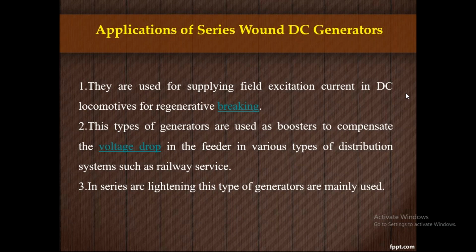And this type of generators are used for the boosters to compensate the voltage drop in the feeder in various types of distribution system as railway service. ఓకేనా? మన జనరల్ గా డిస్ట్రిబ్యూషన్ సిస్టమ్ అంటే మన లోడ్ సైడ్ అనమాట, మన రెసిడెన్షియల్స్ అన్ని డిస్ట్రిబ్యూషన్ సిస్టమ్ అంటారు. సో ఇక్కడ ఏంటంటే లోడ్ అనేది కాన్స్టెంట్ గా ఉండదు. సో మార్నింగ్ టైంలో ఒక రకంగా ఉంటుంది, ఆఫ్టర్నూన్ ఒక రకంగా ఉంటుంది, ఈవినింగ్. సో ఇట్ మీన్స్ దట్ ద లోడ్ అంటే మనం యూజ్ చేసే ఎలక్ట్రిసిటీని లోడ్ అంటారు. ఓకేనా?